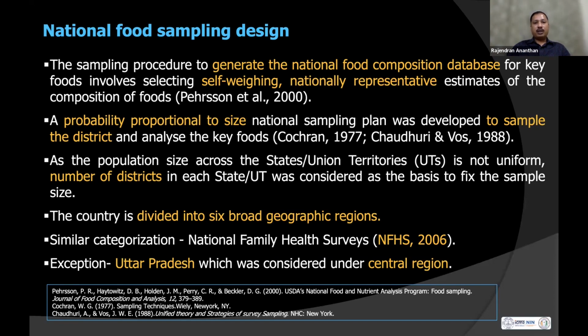Based on the number of districts in each state, we have statistically selected them. I'll show you how we have identified them based on the number of states. Essentially, based on the probability proportional to the size at the district level, we have identified the sample collection centers. And we have divided our country into 6 parts. The same kind of division into 6 parts has also been adopted by NFHS surveys, except Uttar Pradesh, which we have used in the central region, whereas NFHS placed it in the north region.